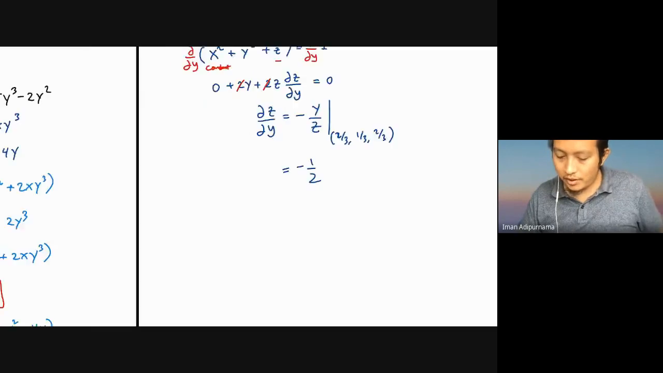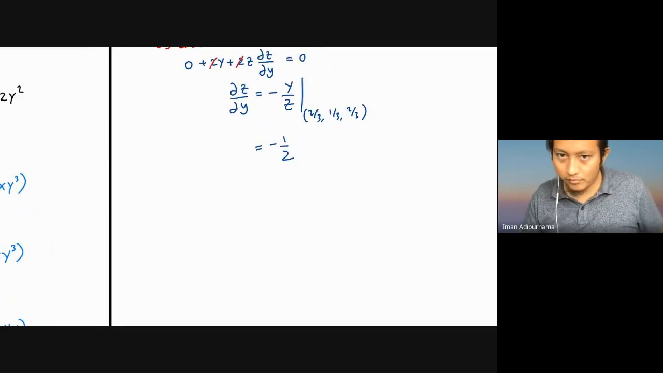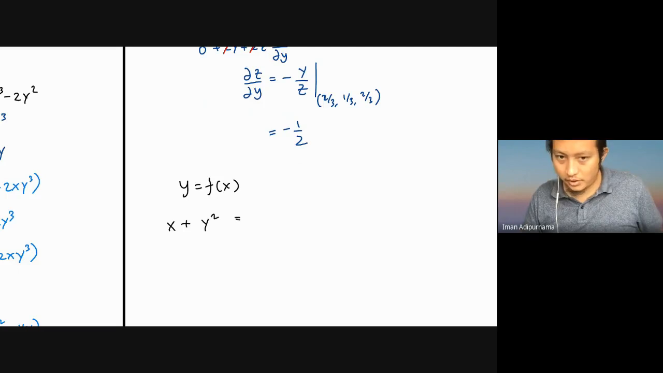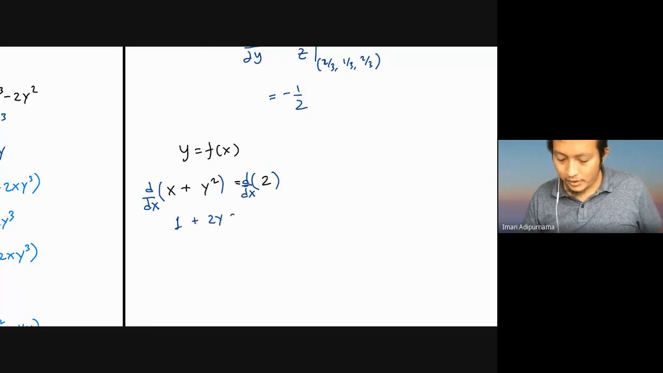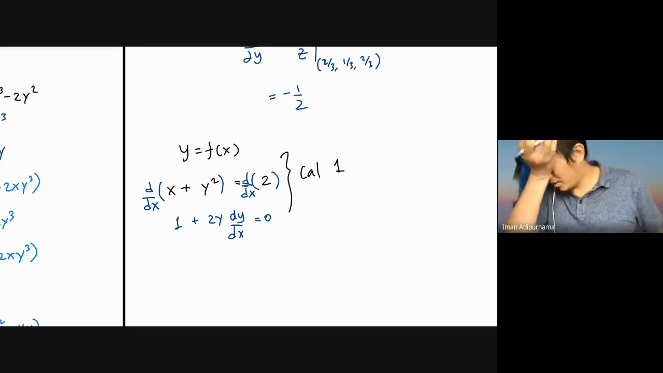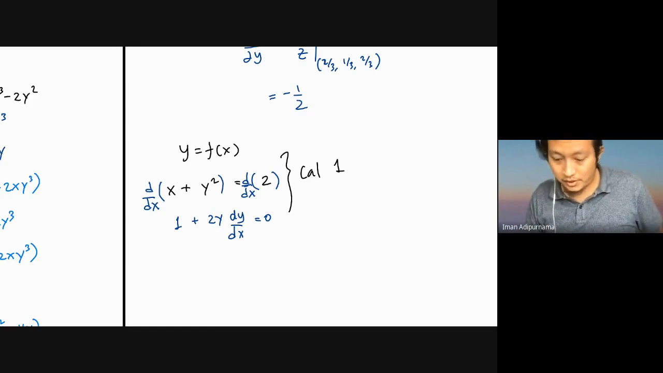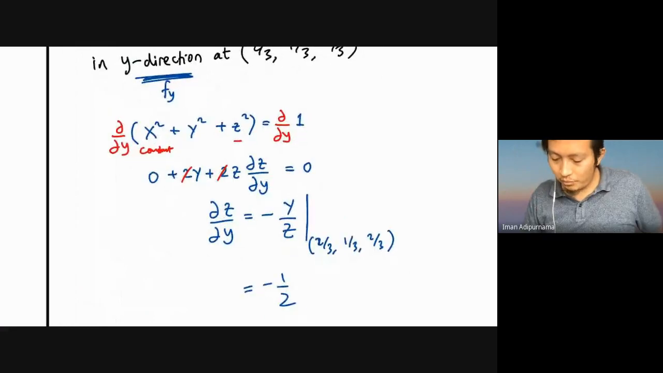Okay, similar to when we are dealing with y equals f of x. For example, x plus y squared is 2. We are doing it implicitly, sorry. So this will be 1 plus 2y times dy/dx. This is what you do in calculus 1. If you're wondering why it is happening, I cannot explain in all details, but this is calculus 1 implicit differentiation, okay.